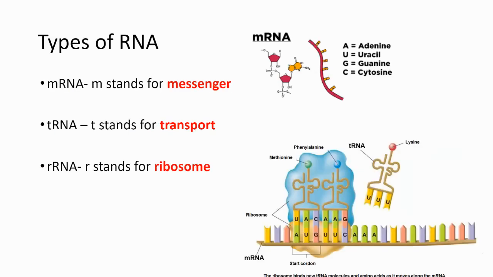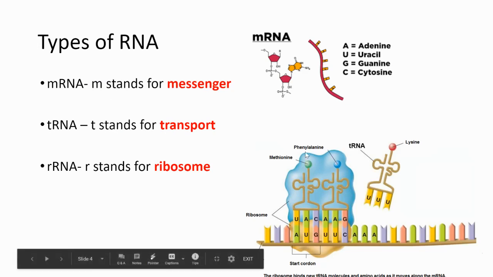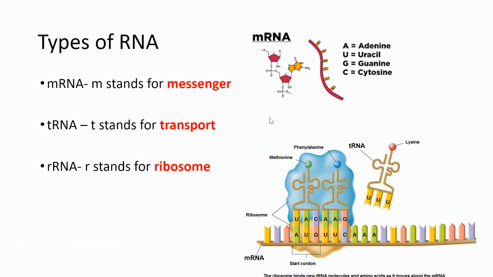You need to know these three types of RNA. mRNA, which stands for messenger. So if you look over here, this mRNA carries a message from DNA. That's why it's called a messenger. It has the message from DNA.